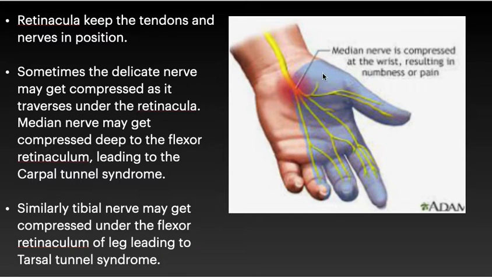The retinacula help in keeping the tendons and nerves in position. However, sometimes a delicate nerve may become compressed as it traverses under the retinacula. The median nerve may get compressed under the flexor retinaculum, leading to carpal tunnel syndrome. Similarly, the tibial nerve may also get compressed under the flexor retinaculum of the leg, leading to tarsal tunnel syndrome.